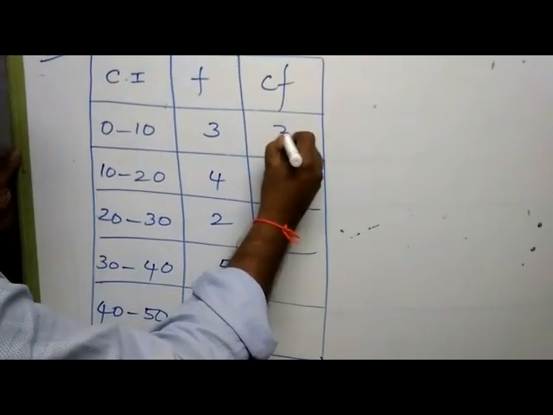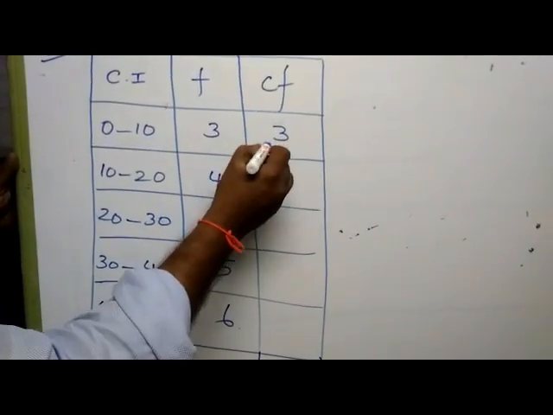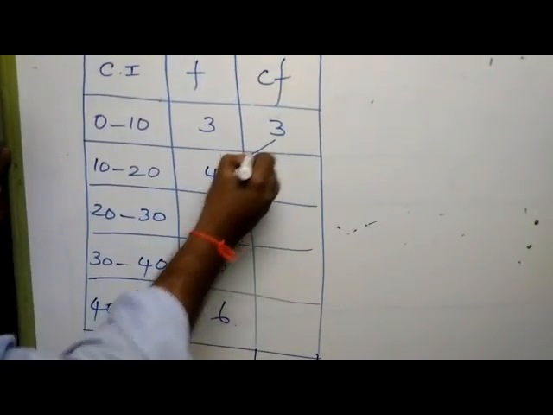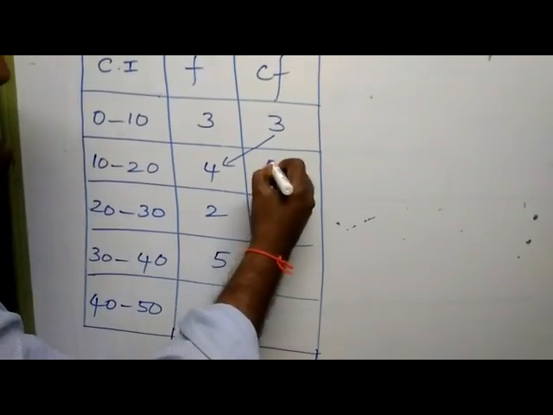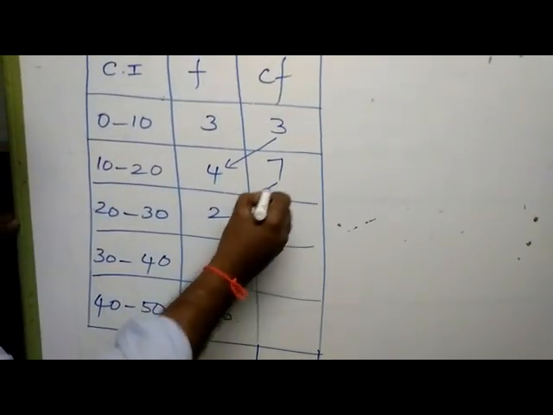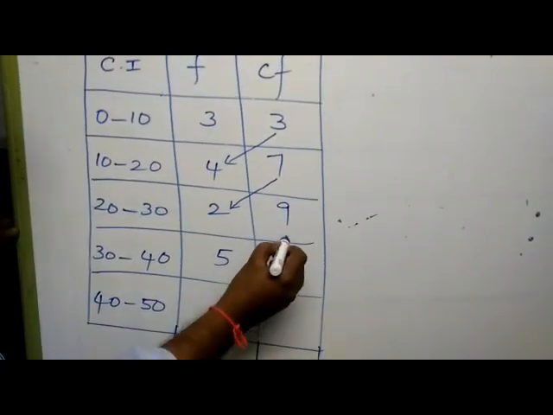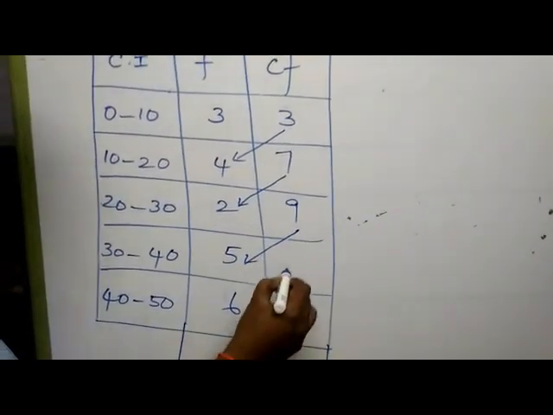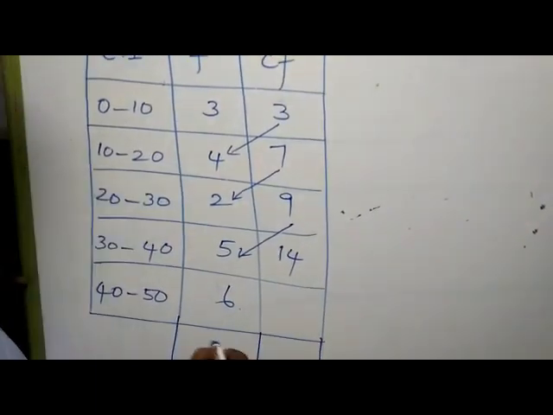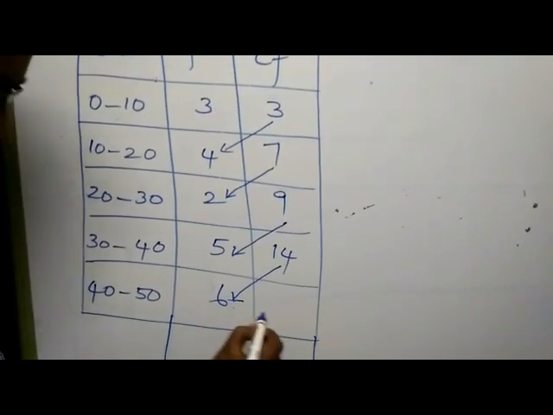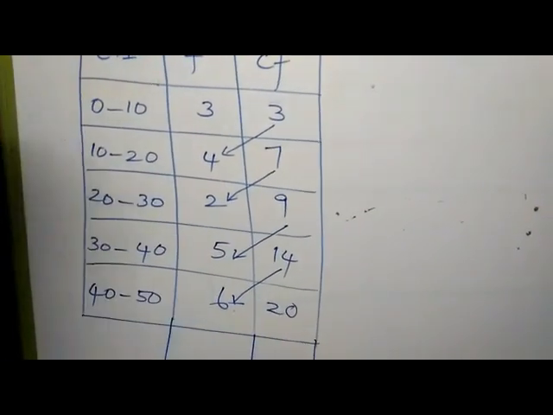First one as it is, 3. Next step, 3 plus 4 is equal to 7. Next step, 7 plus 2 is equal to 9. Next step, 9 plus 5 is equal to 14. Next step, 14 plus 6 is equal to 20.